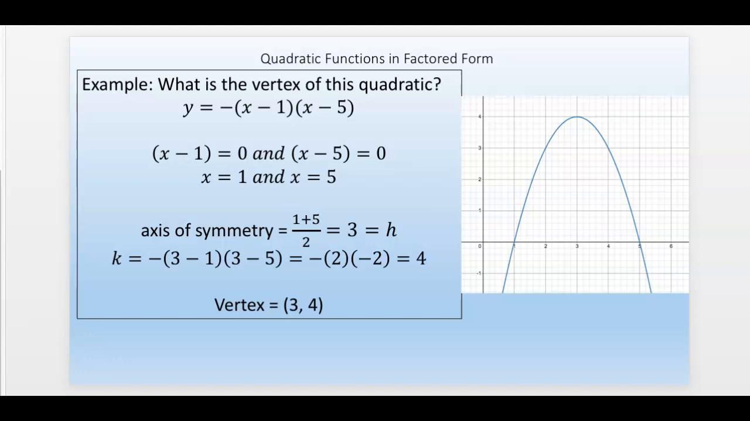As an example, what's the vertex of this quadratic right here? It's upside down, negative. x minus 1, x minus 5. The two intercepts are 1 and 5. Well, what's halfway in between 1 and 5? It's 3, of course. So h is 3. So just plug it back in right here where x is in the original equation. 3 minus 1 and 3 minus 5. You end up with 4. Right, 2 negatives make a positive. So the vertex is at 3, 4. Okay?